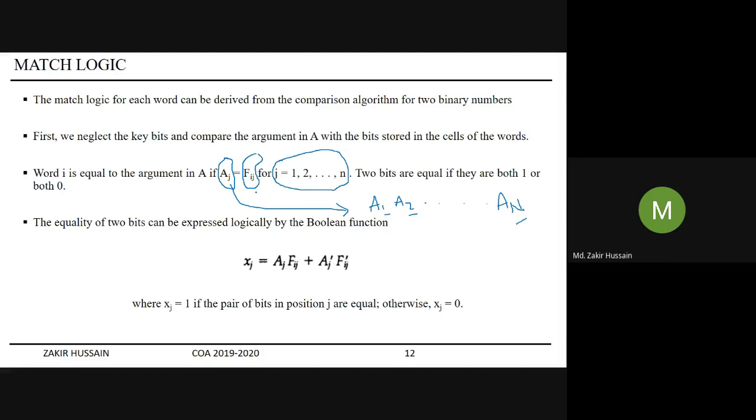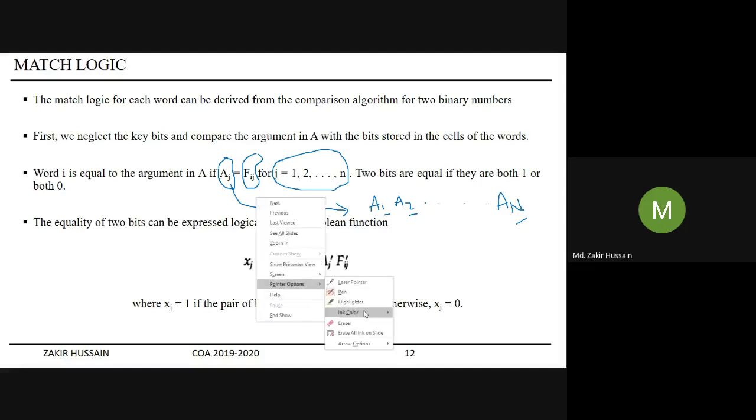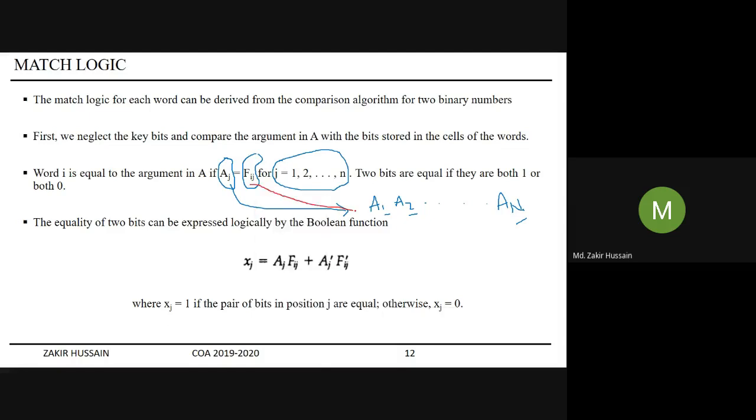And what is F? This one here, let me take another color. This one is F1J, as you know. Meaning first word, N bits. Like that, F2, it could be F2J also, meaning second word, N bits. Likewise. So every bit should be equal: 1 is equal to 1, 0 is equal to 0.